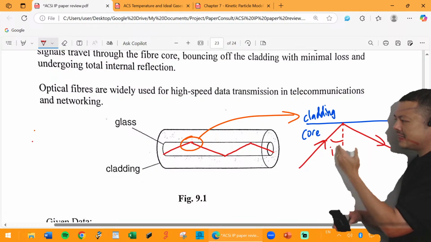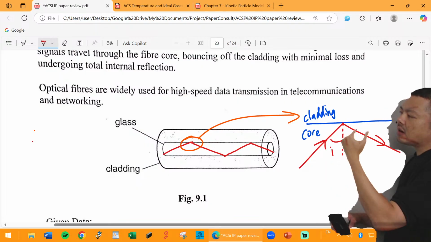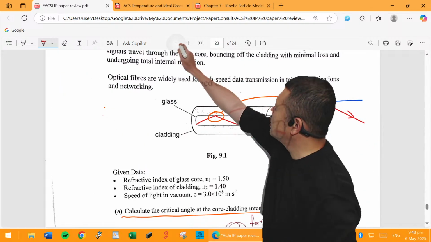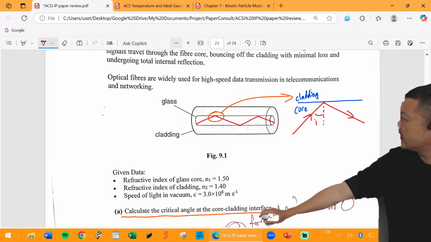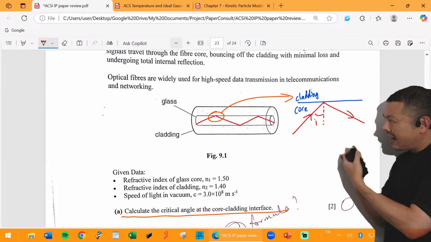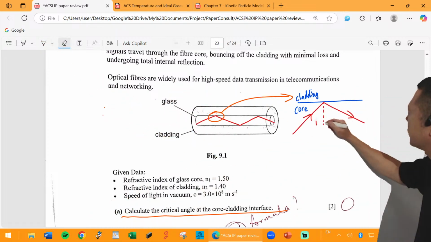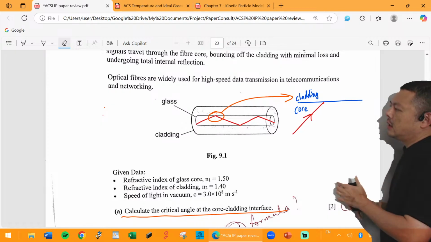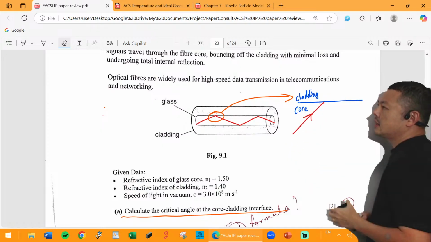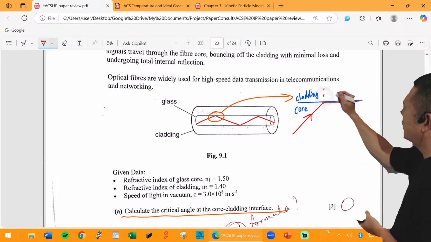But this angle here is bigger than the core cladding critical angle. So you have to go and find the core cladding critical angle. Is that what the question is asking for here? Yeah, they want you to find the critical angle of the core cladding interface. If you're asked to find the critical angle, you have to remember the definition of critical angle. The definition is that the light ray is traveling from denser to less dense, hits the surface, and then has an angle of refraction of 90 degrees.